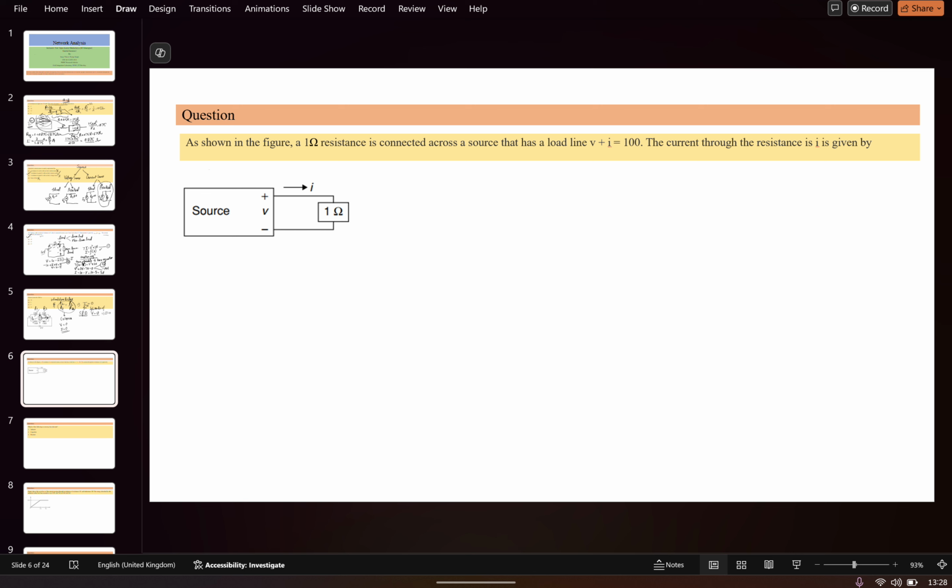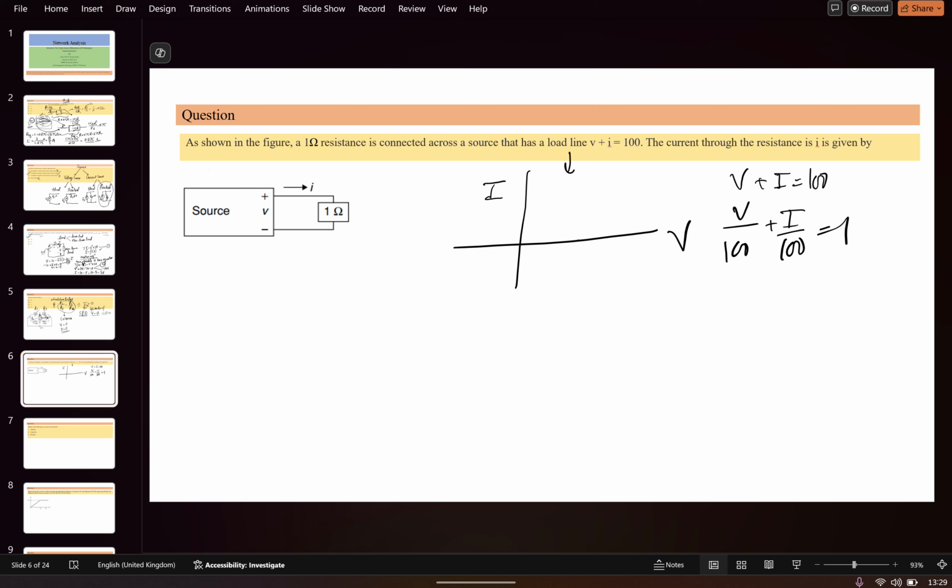Okay, let me give the solution for this question. It is saying that, as shown in the figure, a 1 ohm resistor is connected across the source that has the load line. Load line means this is actually the IV characteristic. So this is the I, this is the V. If you see that V plus I is equal to 100, similarly V by 100 plus I by 100 is equal to 1. So the cutting points are 100 comma 0, and 0 comma 100. So this is a load line.